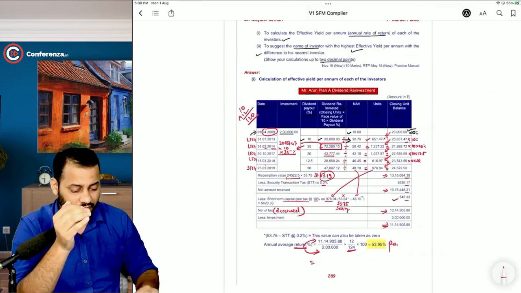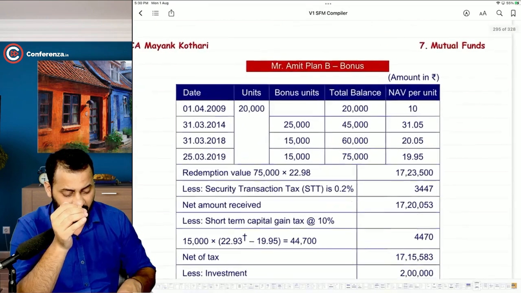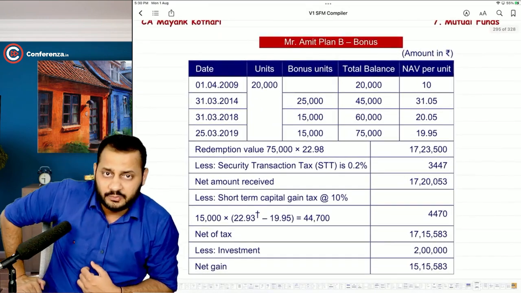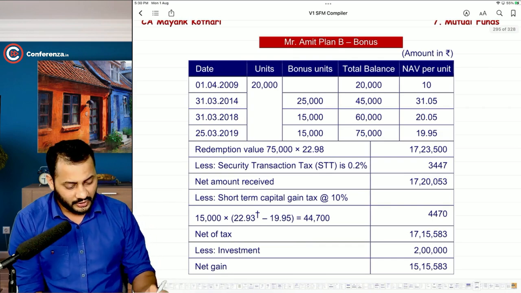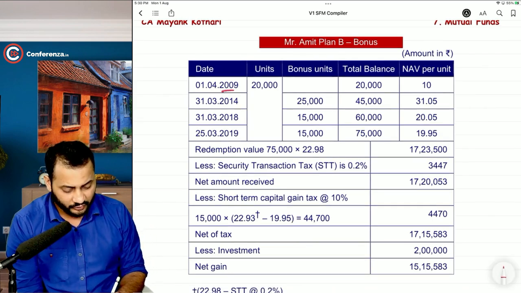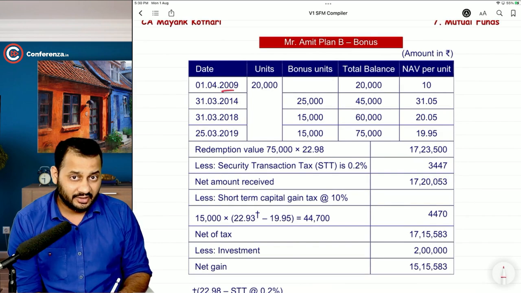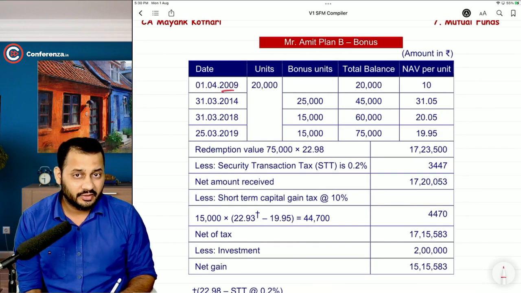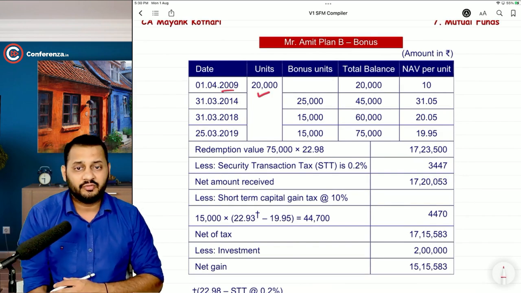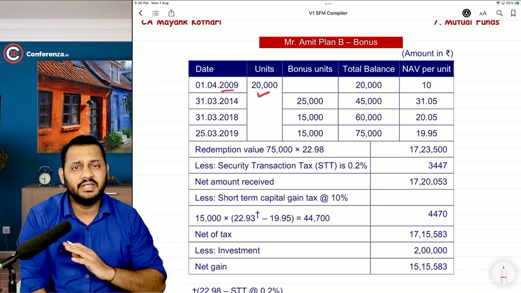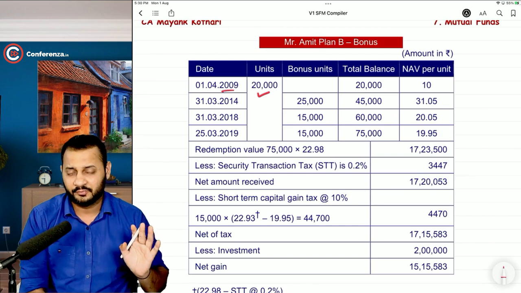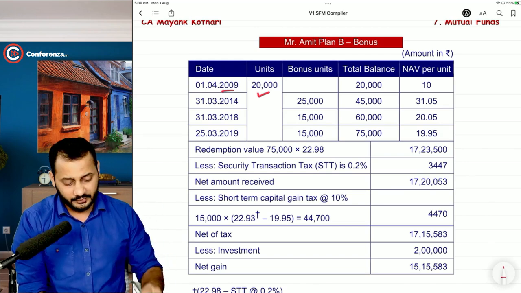Let's go on to the bonus plan calculation. So this is your bonus plan. Mr. Amit is holding the bonus plan. On 1/4/2009, he also invested around 2 lakh rupees at 10 rupees per unit. So the number of units that he purchased was 20,000. There is no need for NAV and lots of calculation here, because this is very simple.